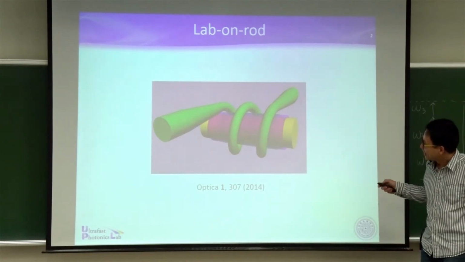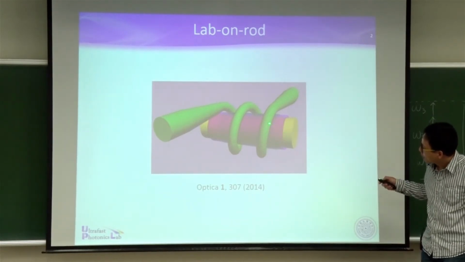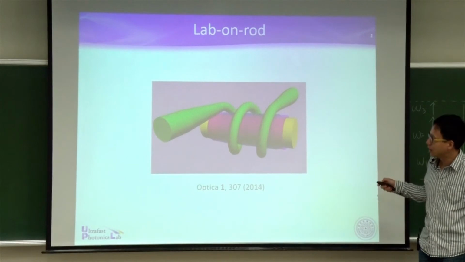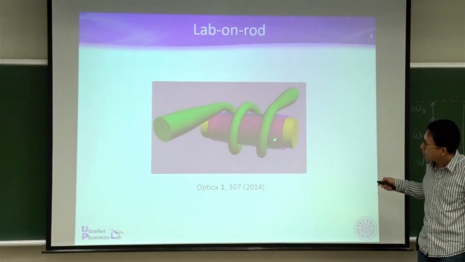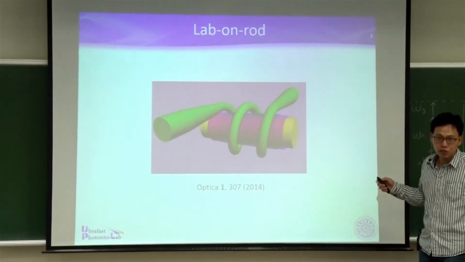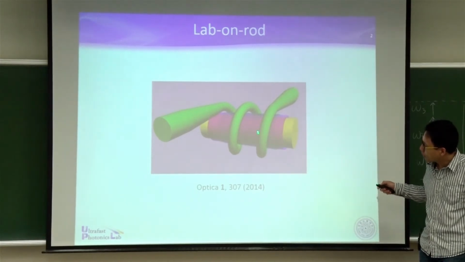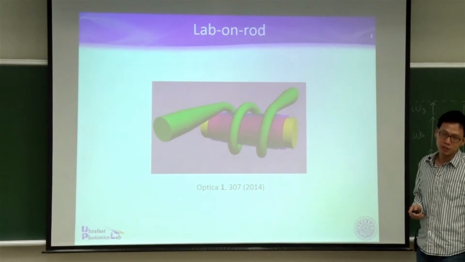Maybe you can hardly tell. The net-like thing is the so-called graphene. Graphene layer covers the surface of a rod, and the green one is a very thin fiber.